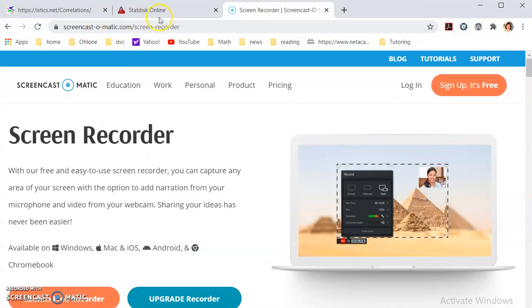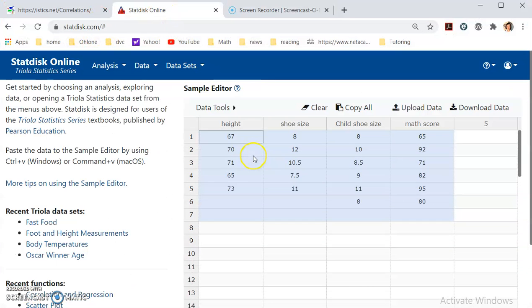This is StatDis. I have entered height and shoe size data as pairs, 5 adults, and also 6 children's shoe sizes and math scores here. Let's graph this to see what it looks like. When we look at the numbers, we can only look at one at a time, but when you see a picture, it's easier.